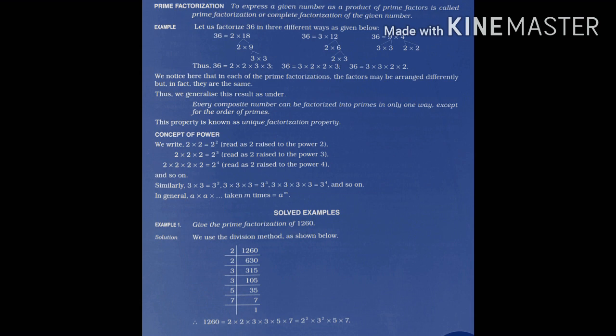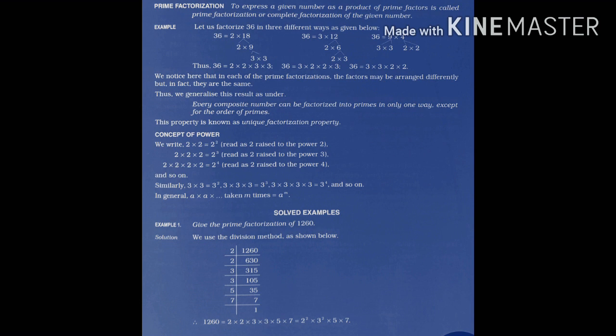Here we notice that in each of the prime factorizations, the factors may be arranged differently, but all these digits are the same. Thus we generalize the result as: every composite number can be factorized into primes in only one way except for the order of the primes. The numbers remain the same but the order can be different. This property is also known as the unique factorization property.